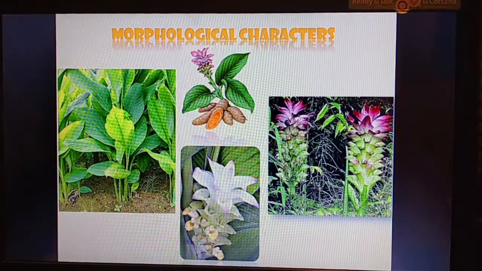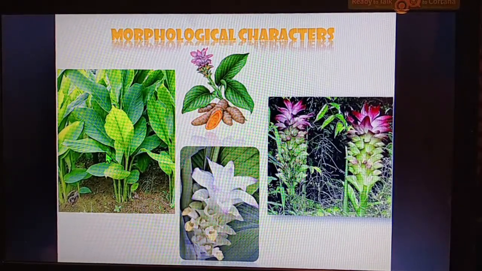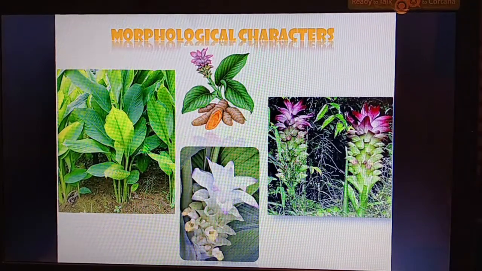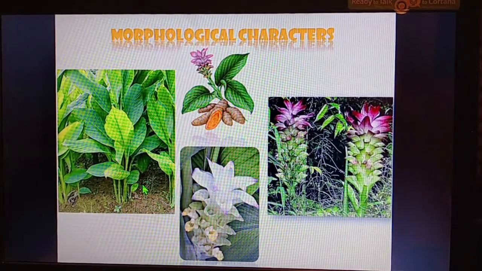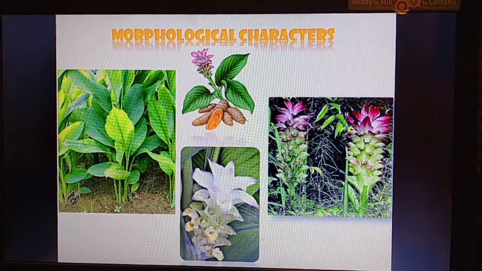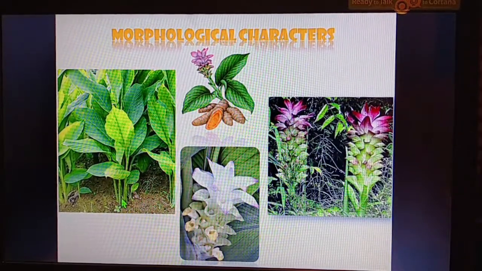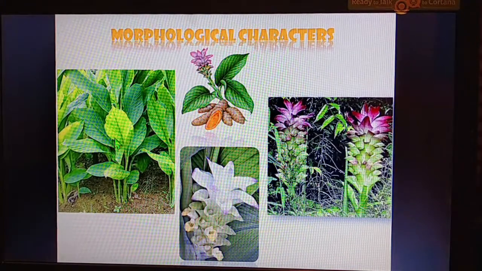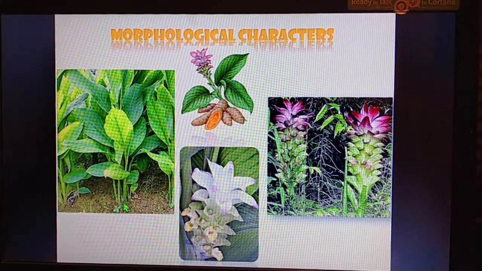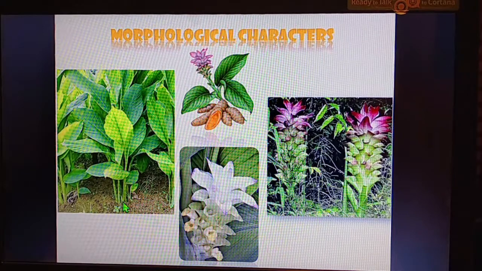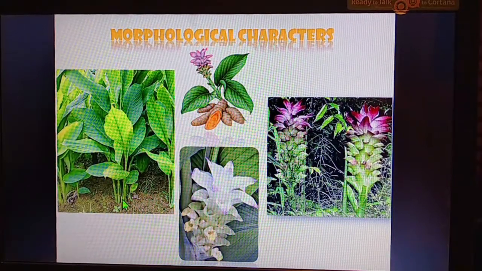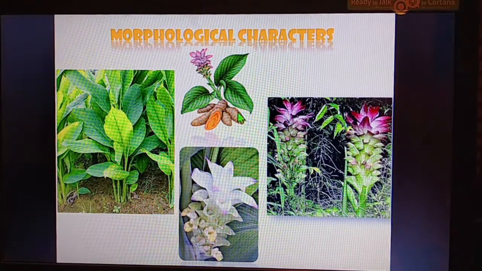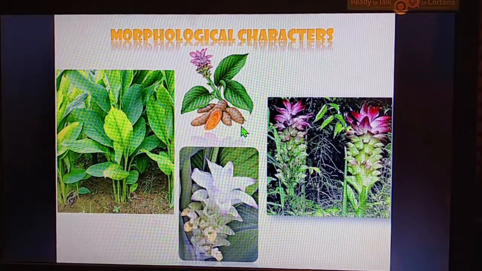Coming to the morphological characters, turmeric plants are large perennial herbs, but they have a short pseudostem. Unlike ginger, if you remember, where the height of the stem is about 75 centimeters, turmeric has a short pseudostem, and the rhizomes are also short and thick.